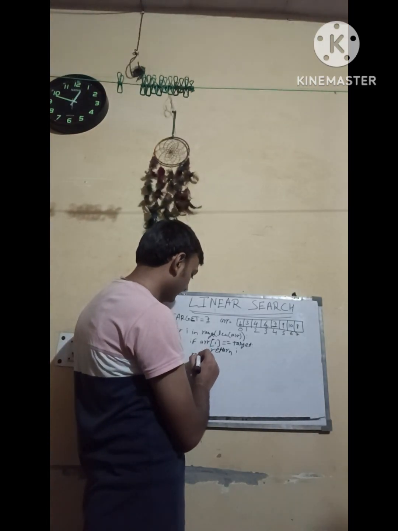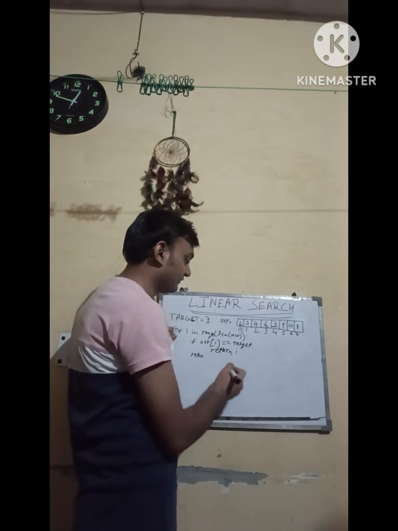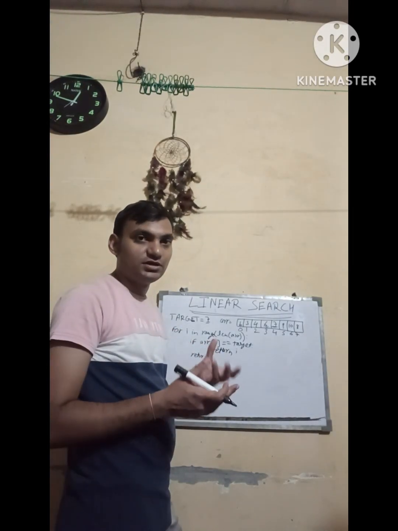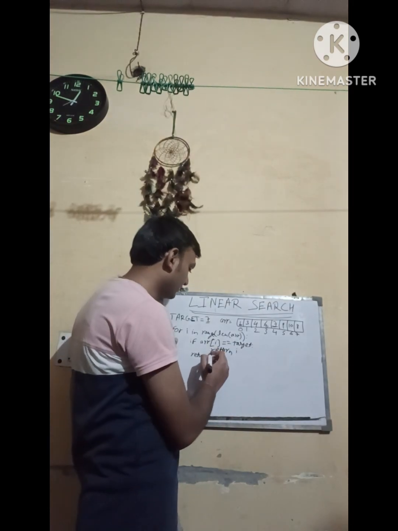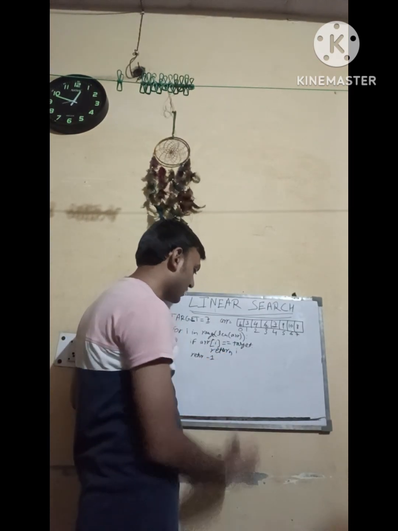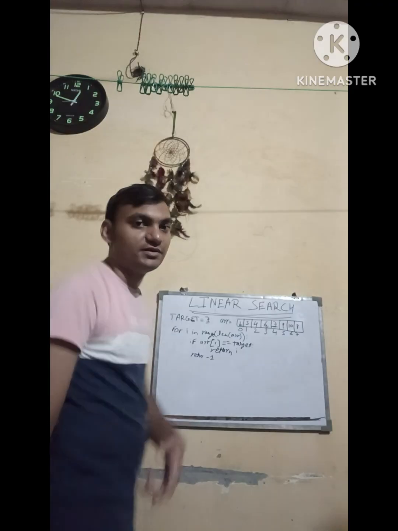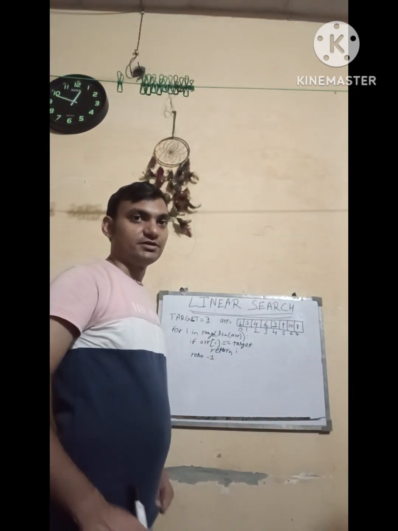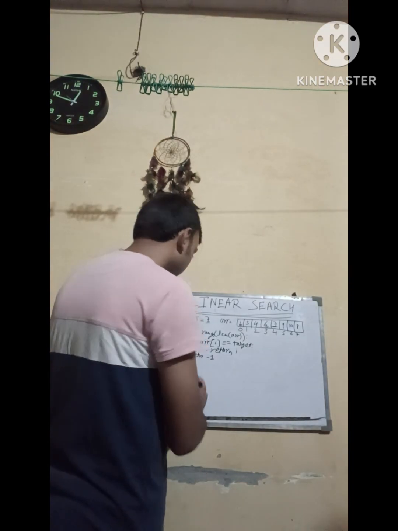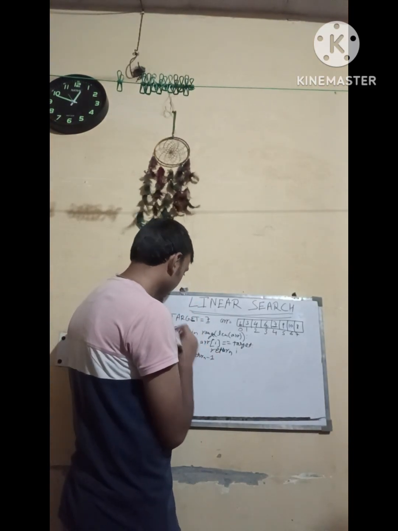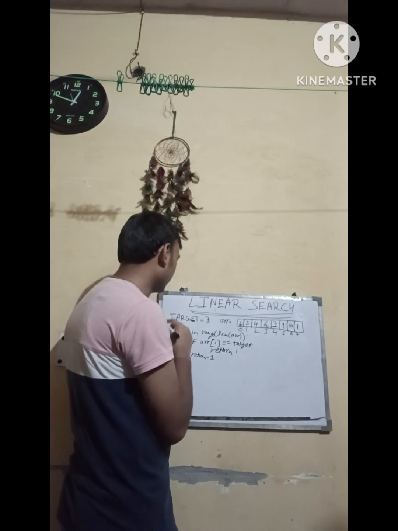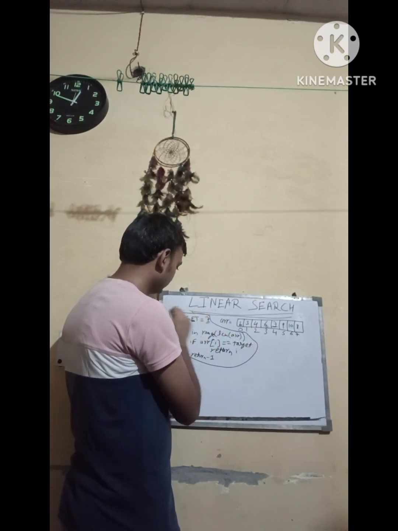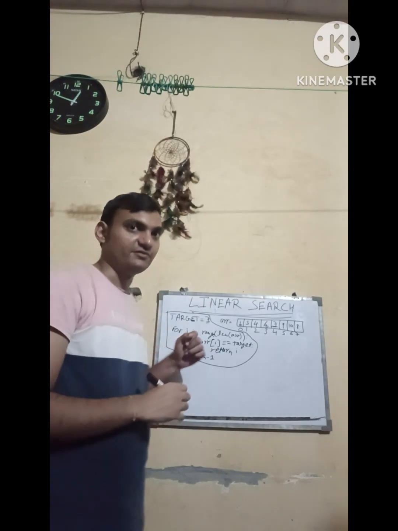Or if we never found the target value in the array, then we also need to return something. Then we will return -1, which shows that the element does not exist in the array. And yeah, this is the whole algorithm that we have.